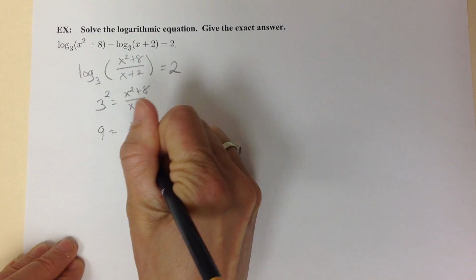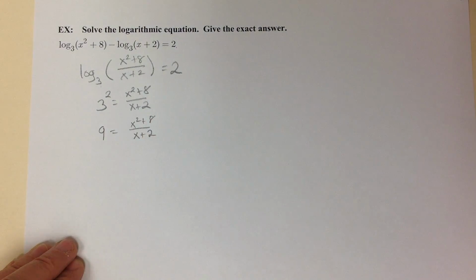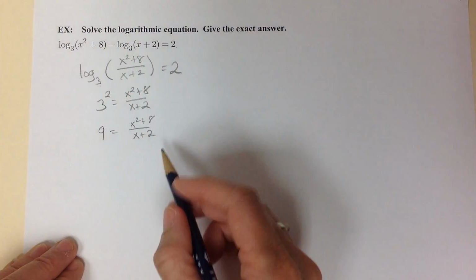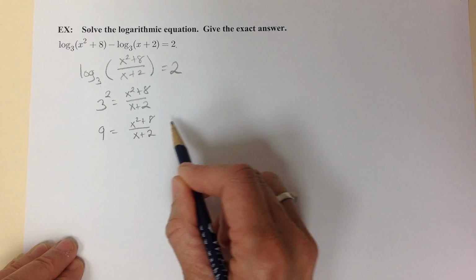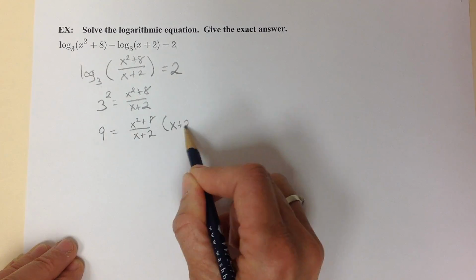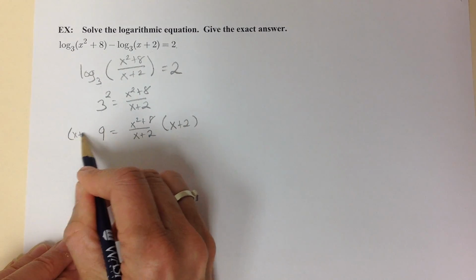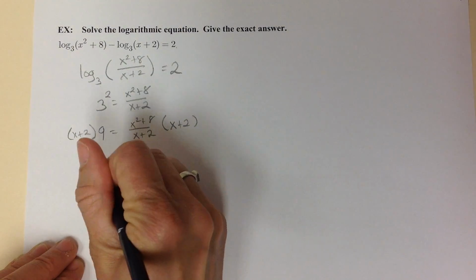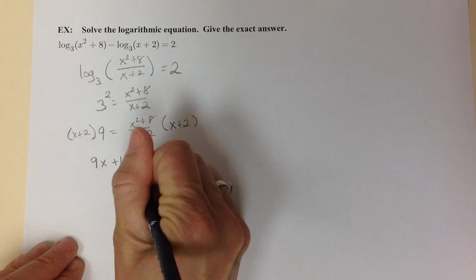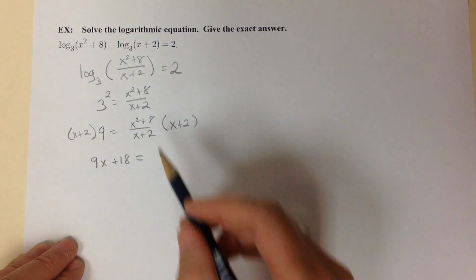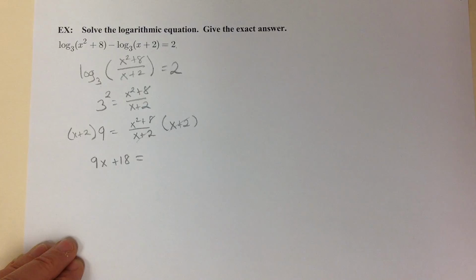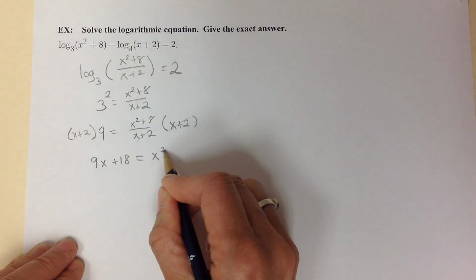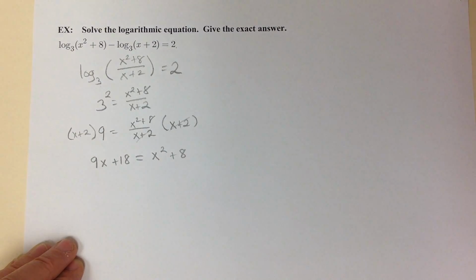Okay, so because of the variables in the denominator, this is a rational equation. To solve the rational equation, we want to eliminate the denominator. So I'm going to multiply both sides by x plus 2. On the left, distribute: 9x plus 18. On the right, the denominator cancels, which was our goal. That's the reason to multiply by the denominator. So we're left with just the numerator, x squared plus 8.